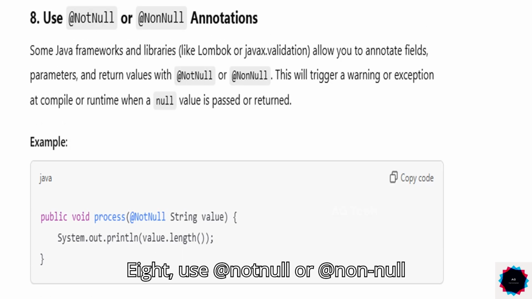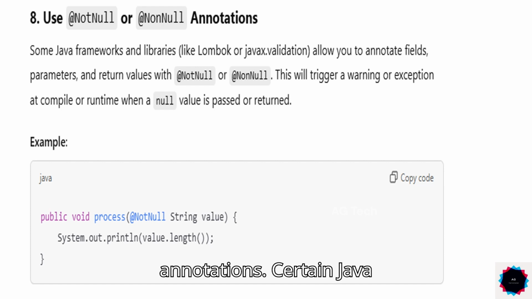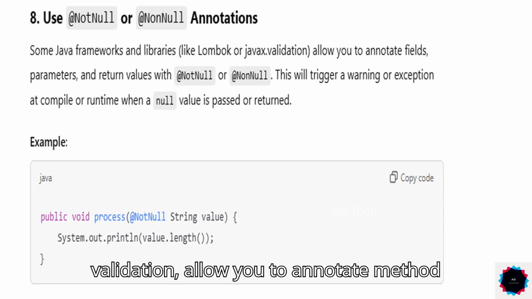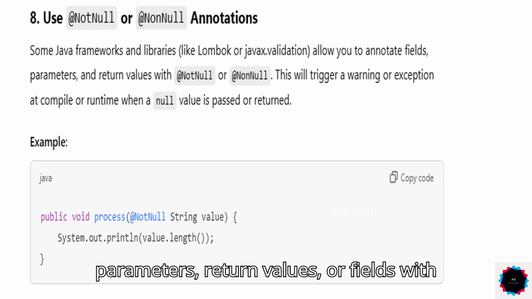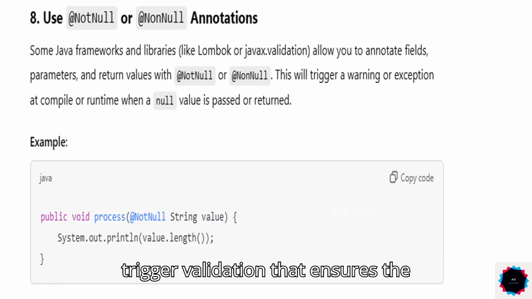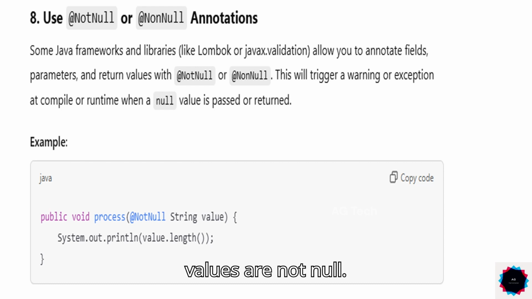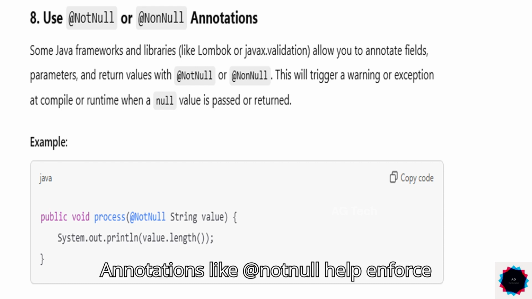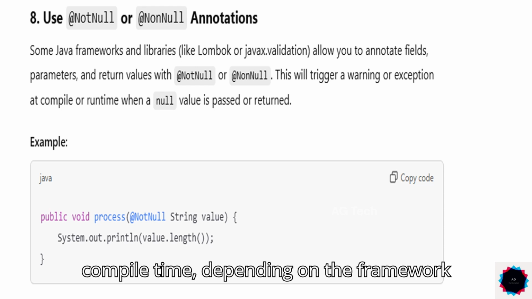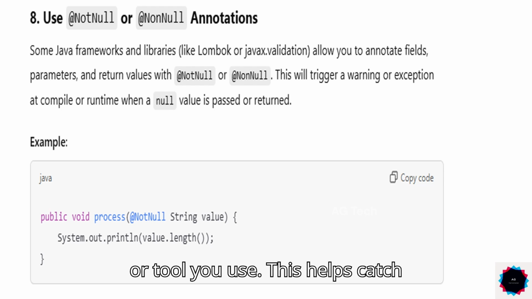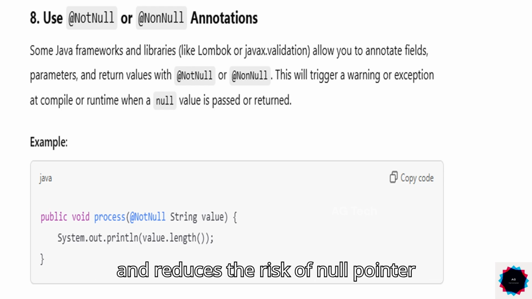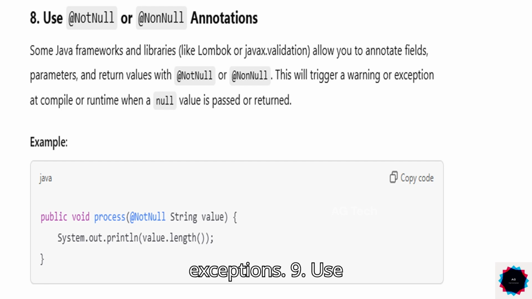8. Use @NotNull or @NonNull annotations. Certain Java frameworks, like Lombok or Javax validation, allow you to annotate method parameters, return values, or fields with @NotNull or @NonNull. This will trigger validation that ensures the values are not null. Annotations like @NonNull help enforce non-null constraints at runtime or compile time, depending on the framework or tool you use. This helps catch issues earlier in the development process and reduces the risk of null pointer exceptions.